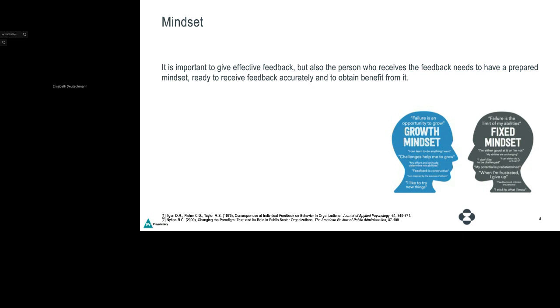So in this slide, you can see that there are 2 different types of mindset. We have the growth mindset, and we also have a fixed mindset. The fixed mindset is very reluctant to change. We can associate things such as "failure is the limit of my abilities" or "I stick to what I know." On the other hand, you have the growth mindset, which is very open to feedback, open to change, and to opportunities to grow. With the growth mindset, you can associate things like "failure is an opportunity to grow" and "I do like to try new things." So it is really the growth mindset that we are looking for in both the person who is giving and who is receiving the feedback.